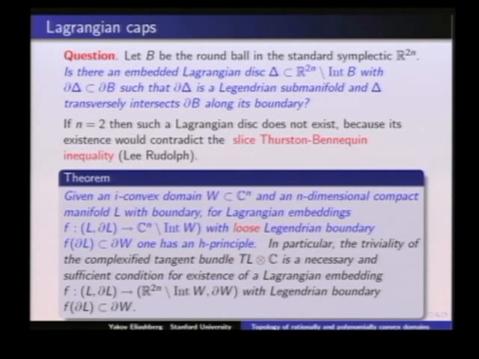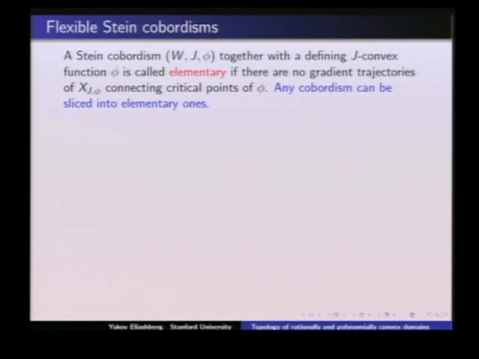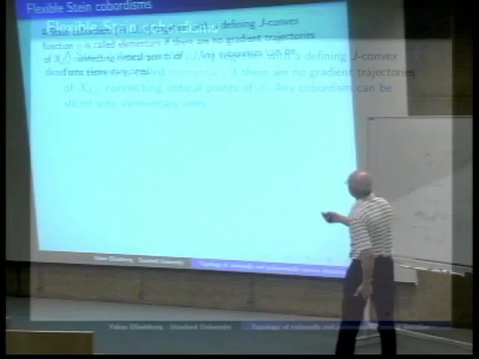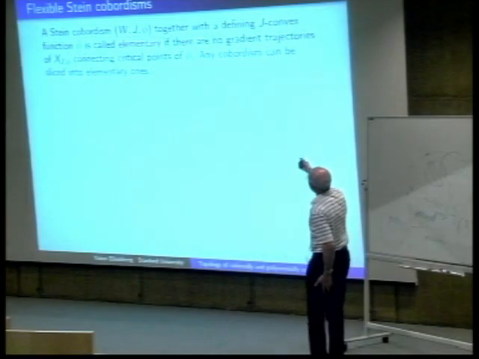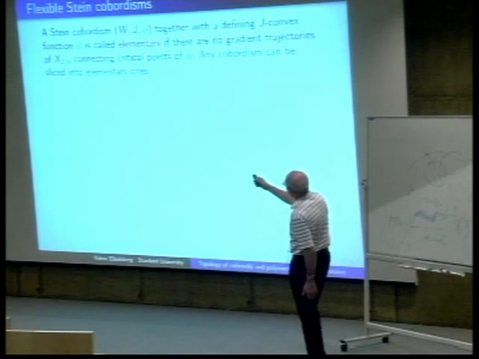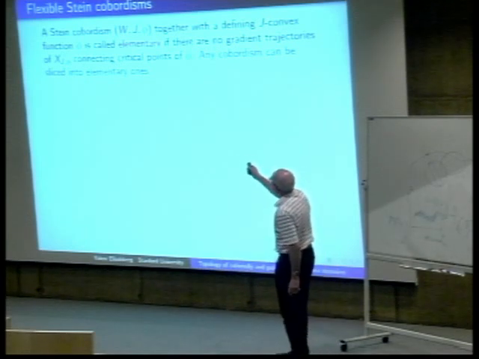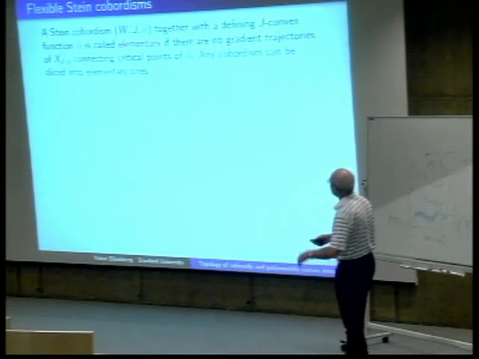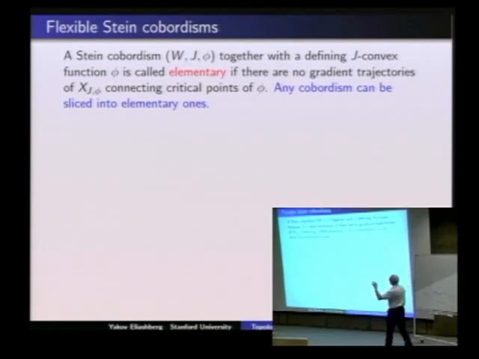A Lagrangian disk is a complement ball with Legendrian boundary on the ball. But they exist. So now this leads to this notion of flexible cobordism. Take a Stein cobordism together with a defining J-convex function. Well, first of all, it is called elementary if there is no gradient trajectory of this gradient vector field connecting critical points.